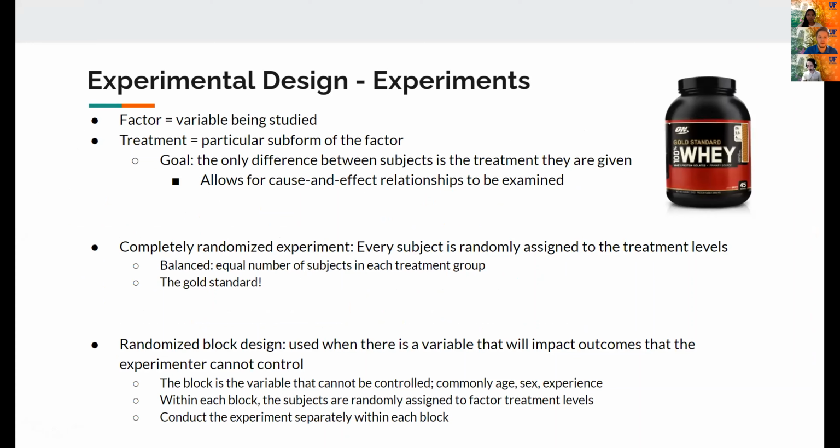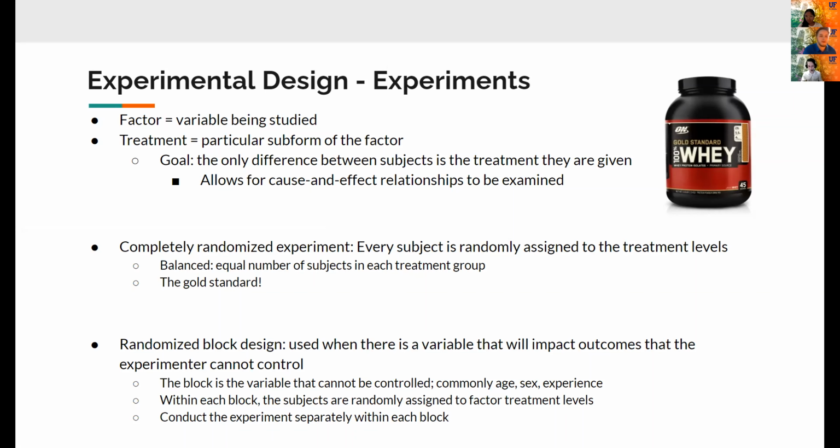On this slide, we just have a few of the experimental vocabulary that you'll typically see in statistics. So first off, there's a factor, which is just the variable that's being studied within your experiment. Additionally, there's a treatment, which is just a particular subform of the factor. And the goal of the treatment is that the only difference between the subjects within the experiment is the treatment they are given. And this is how you can decipher between if the subject within the experiment is getting the treatment or has no treatment applied to them. And this allows for a cause and effect relationship to be determined within the actual experiment.